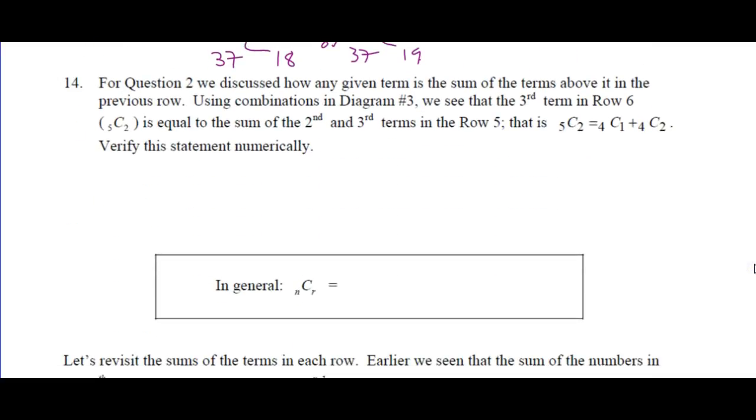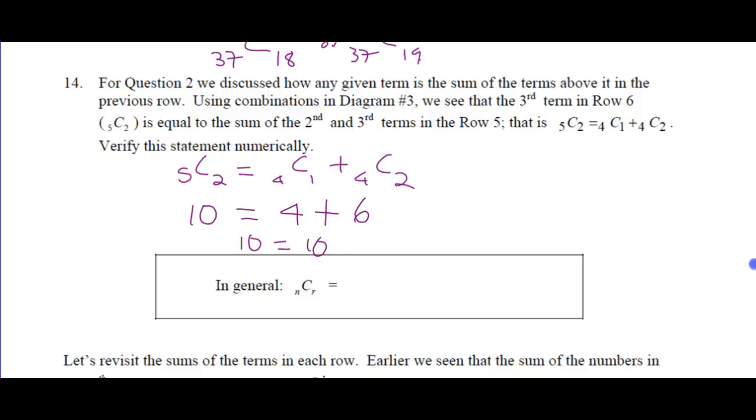Verify this statement numerically. Okay, so 5 choose 2 is equal to 4 choose 1 plus 4 choose 2. So all we need to do is just actually work this out and see if we get a true statement. Right? So 5 choose 2 is 10, 4 choose 1 is 4, and 4 choose 2 is 6, and 10 is equal to 10. So that's true.